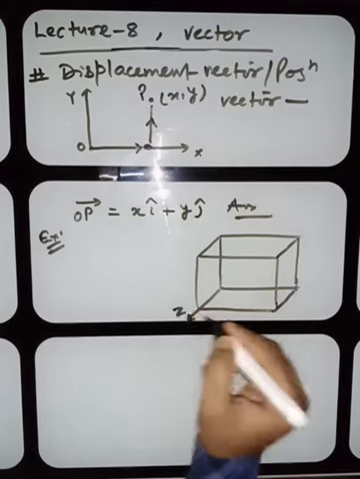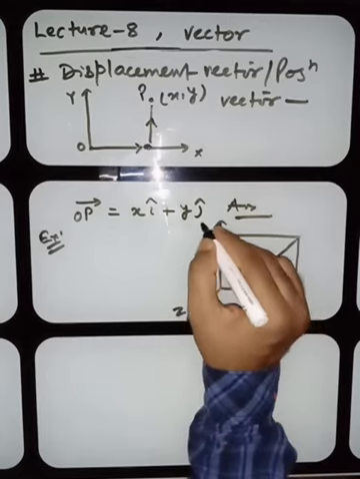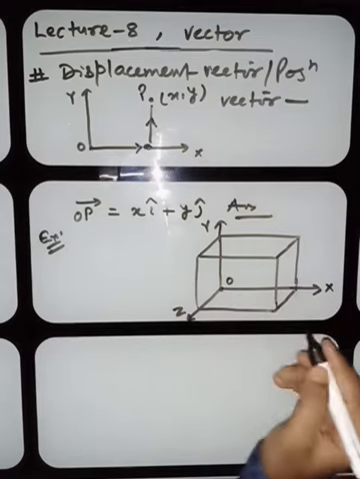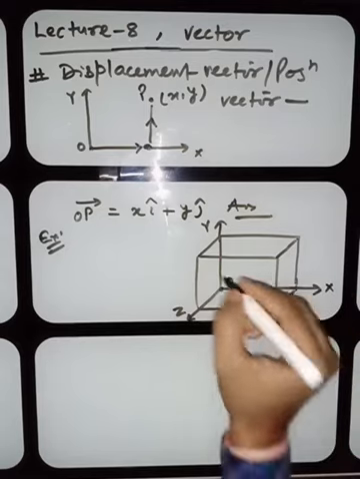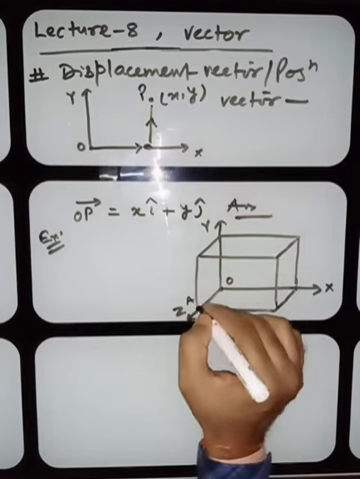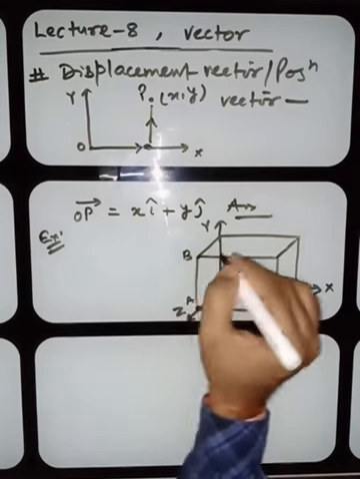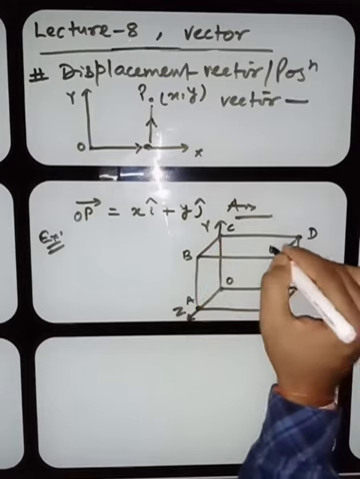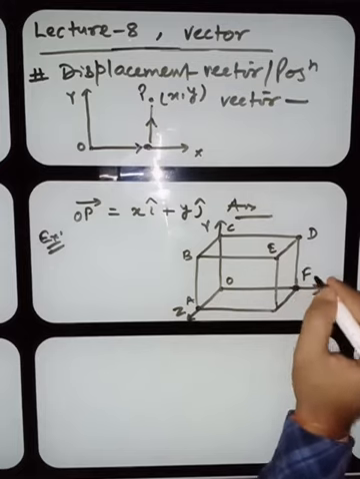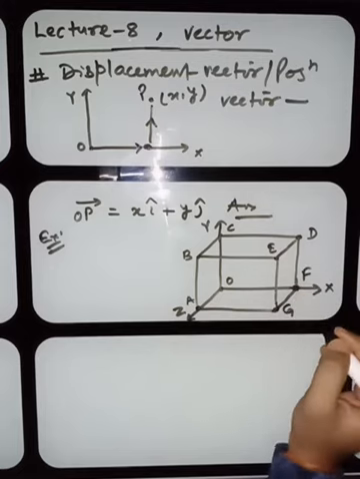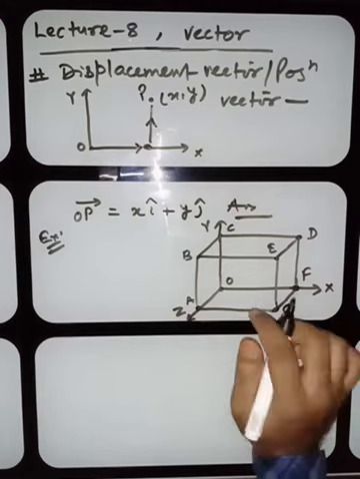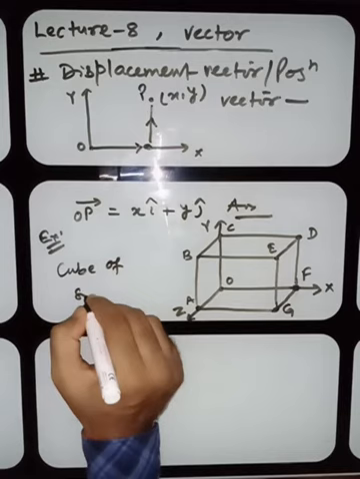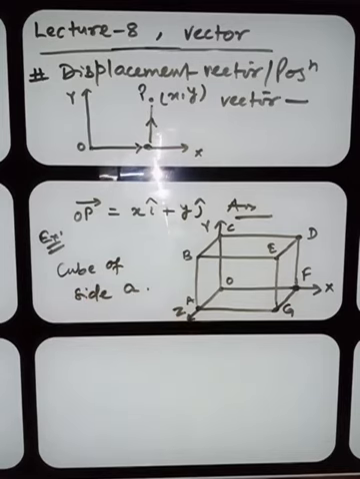This is the z axis, y axis, and this is the x axis. This is the origin. Alright, let me write A, B, C, D. Here is A, this point B, C, D. Here E, F, and G. All the sides, this structure is a cube, okay? Cube of side a. Alright?